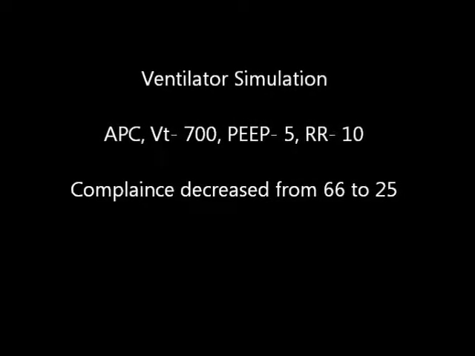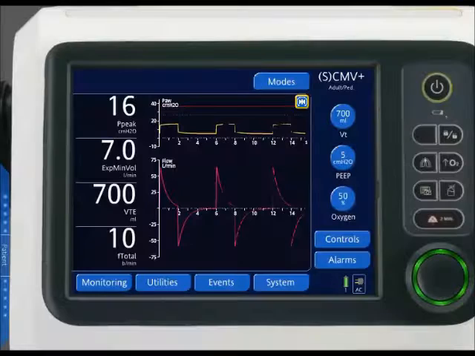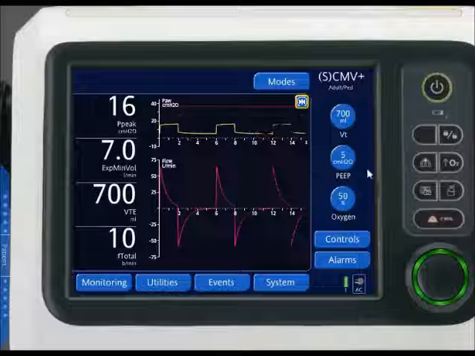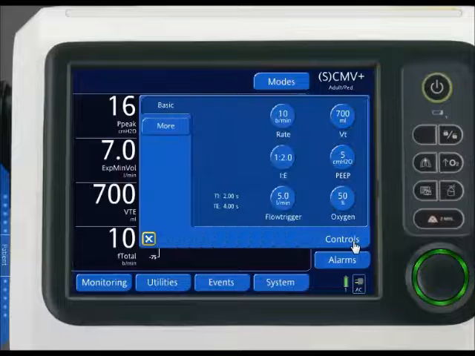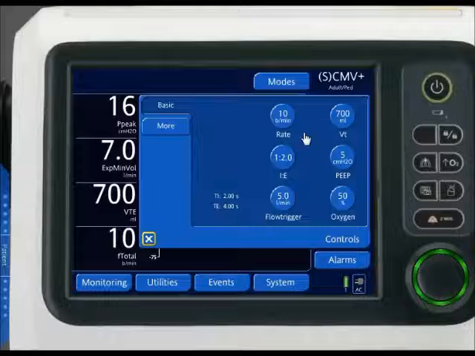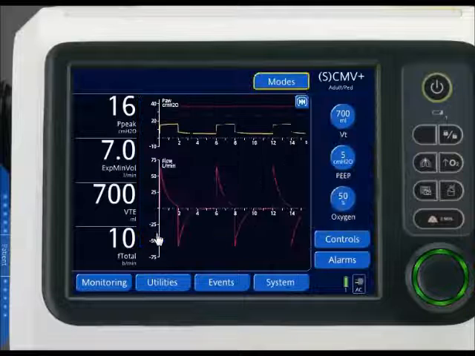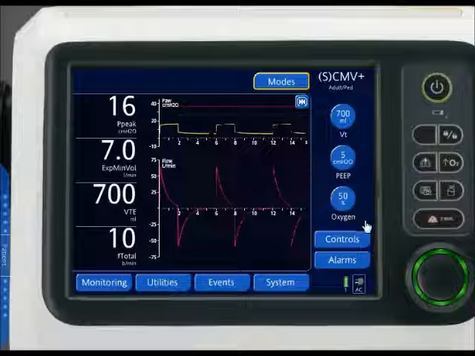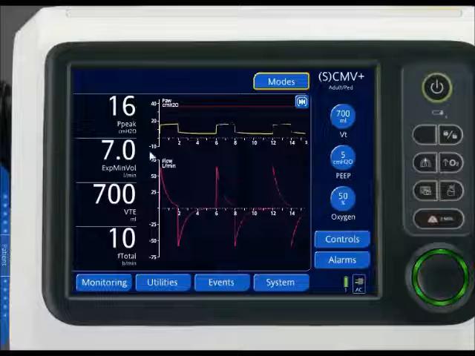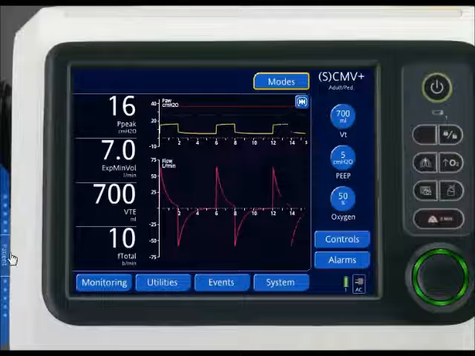Here is my adaptive pressure control mode. It says CMV plus, but it's actually adaptive pressure control. You can see my settings of 700, respiratory rate of 10, and my IE ratio. I'm trying to target my tidal volume of 700 cc's. Here are my settings, and here are my measured values. You notice my peak pressure is 16 and I have a measured tidal volume of 700, so we're matching right now.